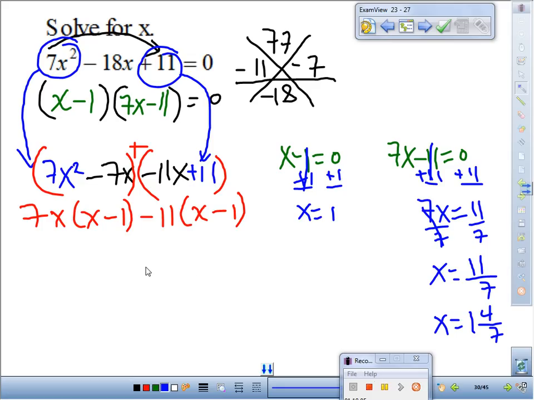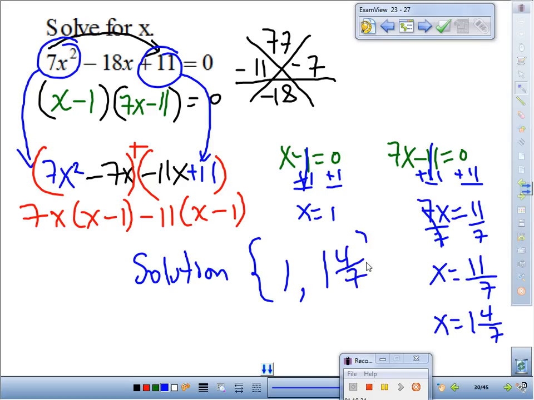So therefore, our solution, you can write it in brackets. You can write 1, comma, 1 and 4 sevenths in brackets, not in parentheses. Because if you write parentheses, that tells me that it's a coordinate. This tells me that it's two different solutions. Does everybody understand that? Okay. So now, when we write it like this, what is the name of these two things? These are roots, zeros, x-intercepts, and it's our solution.